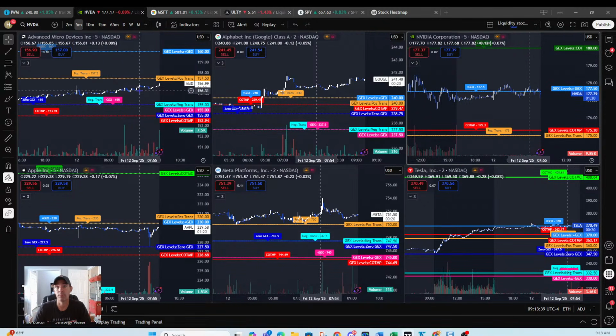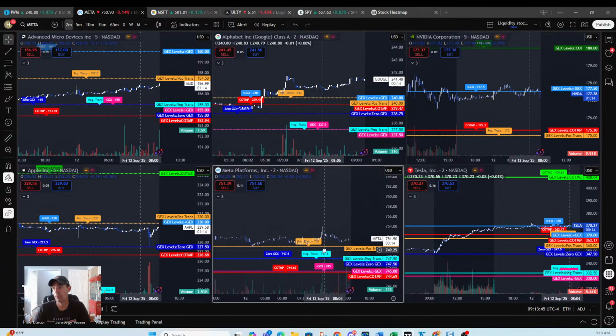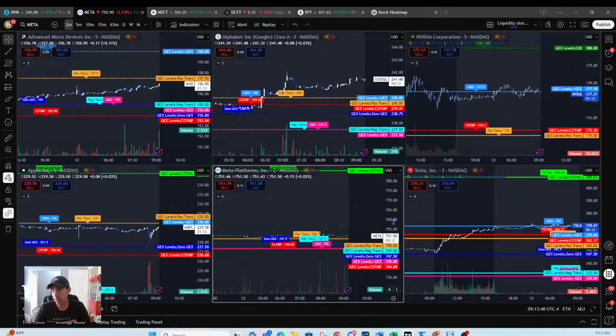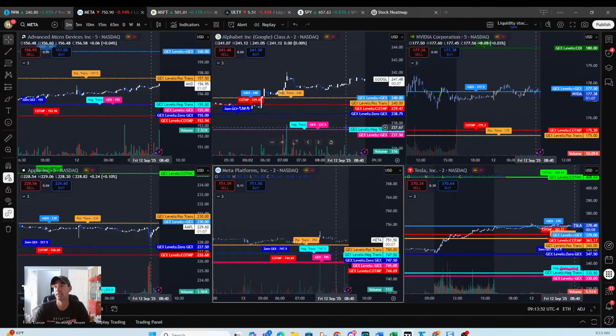AMD needs to move across P-Trans. You see Apple P-Trans plus GEX. P-Trans here on Meta, again, staying above those will be important for a move to the upside. And you see plus GEX up there at 800, obviously not really expecting that today.